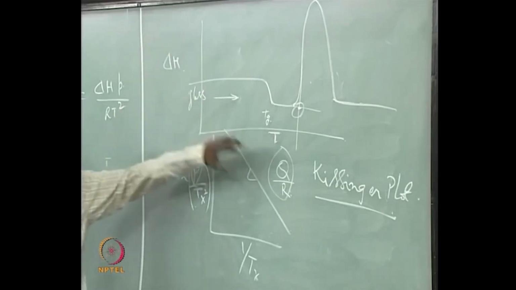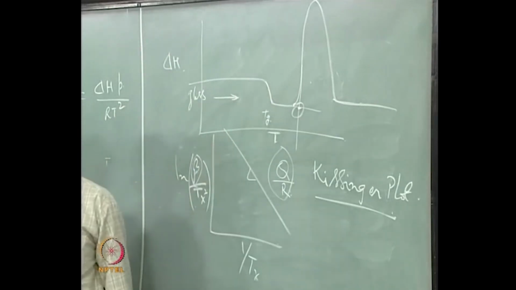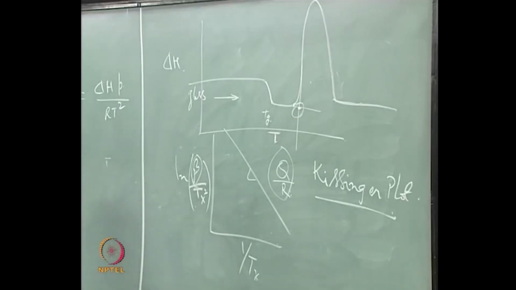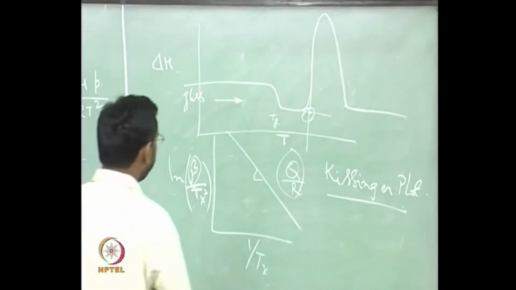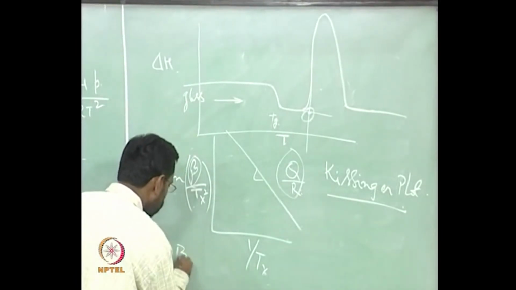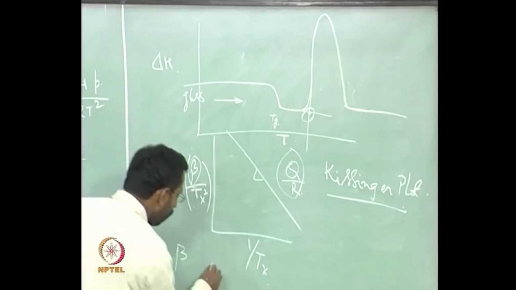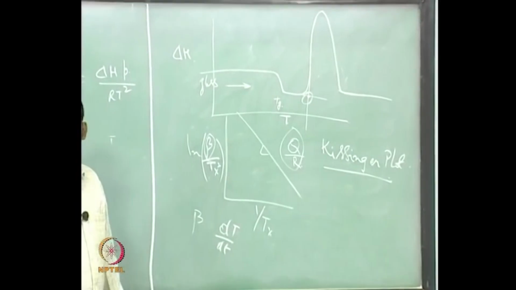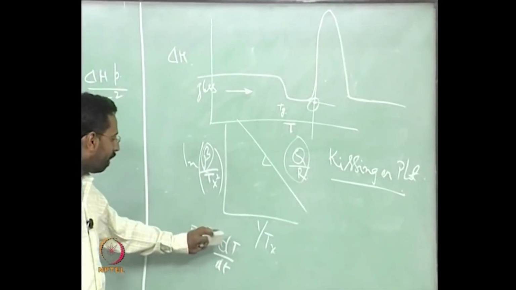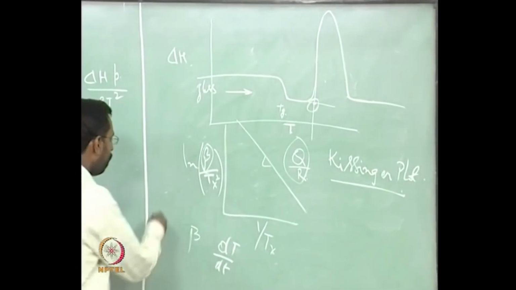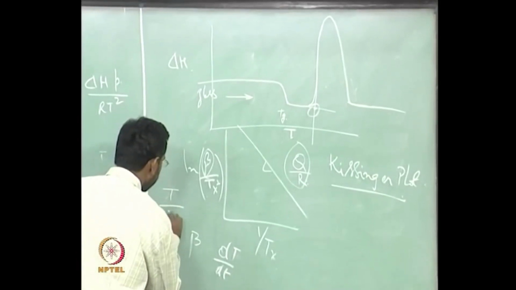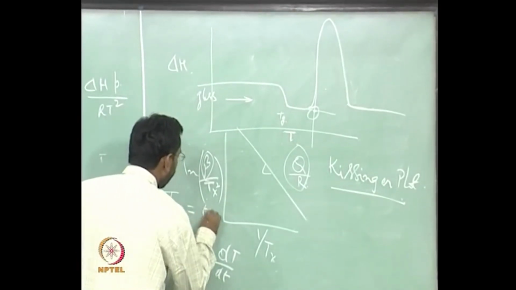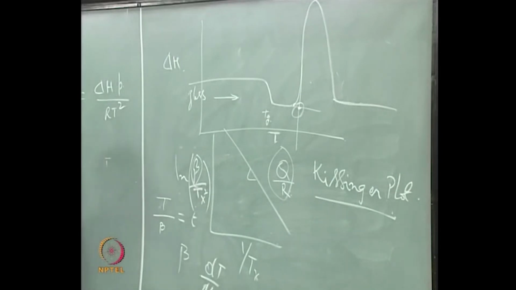The heat evolved versus the temperature is what we are plotting. You can also plot the heat evolved versus time. Basically temperature, once I know the heating rate beta, what is beta? It is dT by dt, am I right? So if I take the temperature and divide it with beta, it should become actually time for me. Somewhere it should be related to time, isn't it?